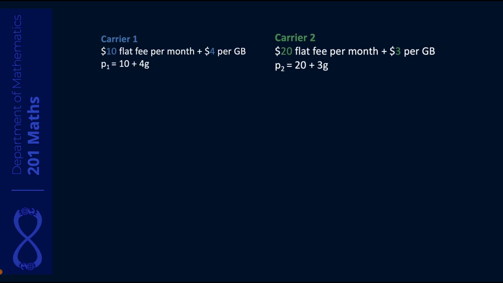Let's pick up where we left off. We have two carriers, and these two equations tell us how much these two carriers charge for a monthly usage of data. This situation is very similar to what we saw with the cab drivers, in the sense that we have a flat fee for subscribing to the service. Here, this flat fee is 10, and here it is 20.